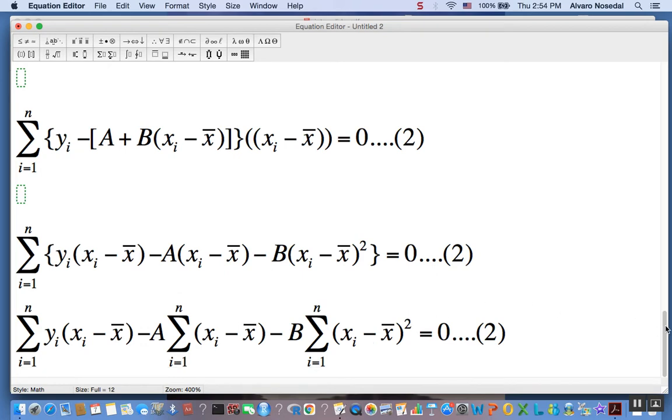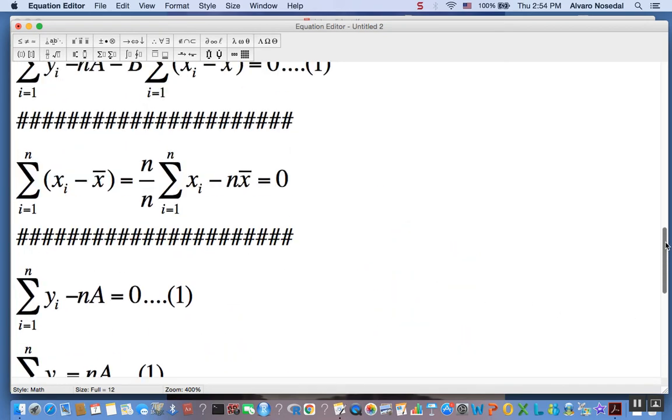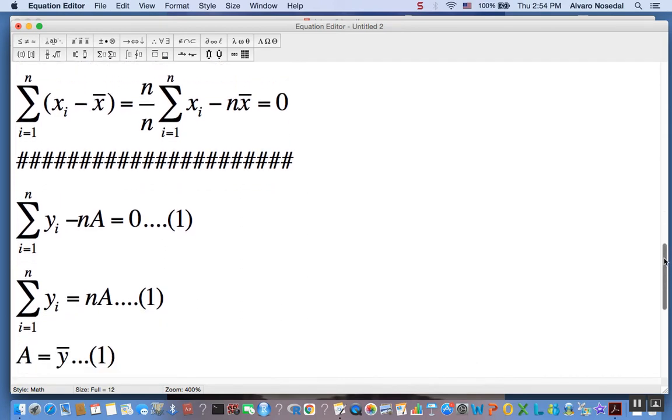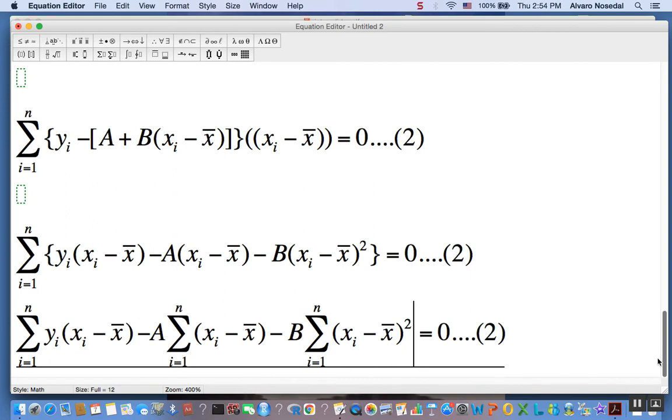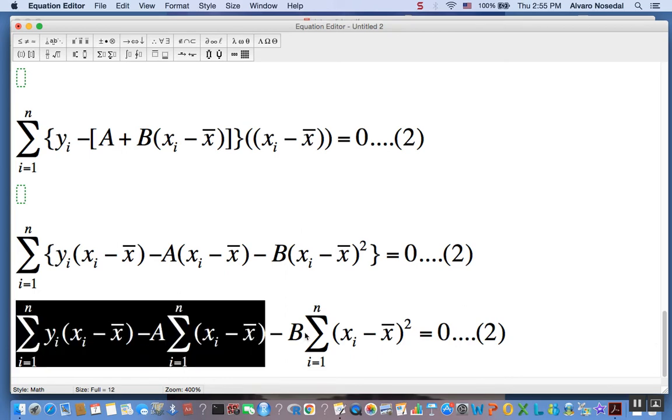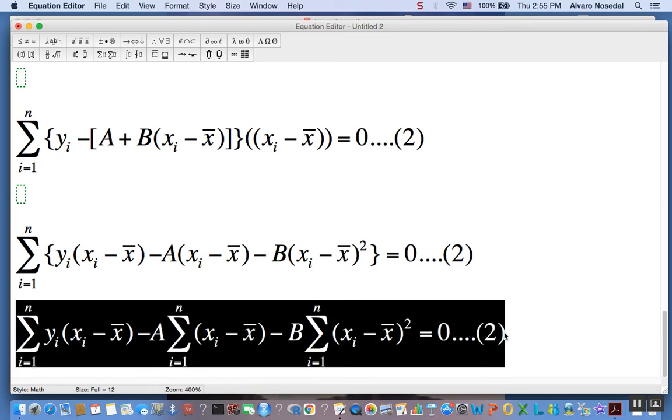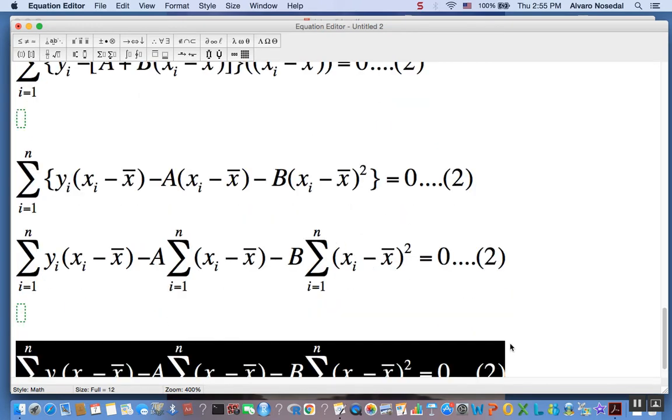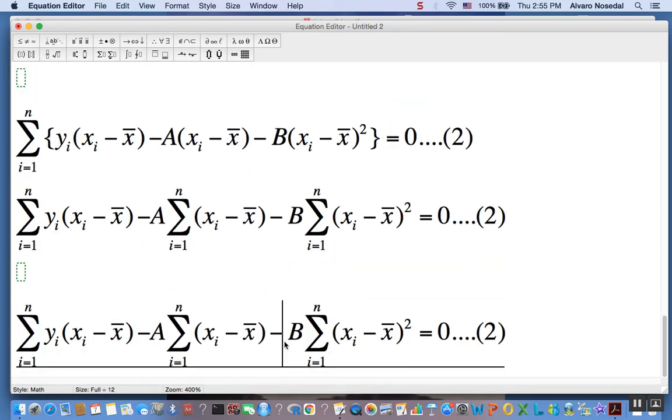But now, recall what we did earlier. We showed that the summation of xi minus x bar is 0. Then that means that this guy here in the middle is just 0, right? So now what we have is this.